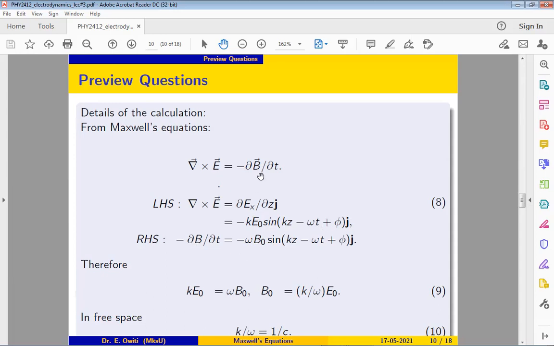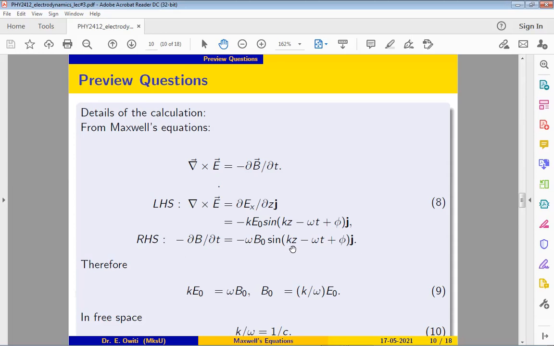The right hand side is basically the time differential of the magnetic field intensity B. So you simply substitute B and differentiate it with respect to time. You simply do what the right hand side says, which means you differentiate the magnetic field vector with respect to time. And when you do that, you get this term here on the right.